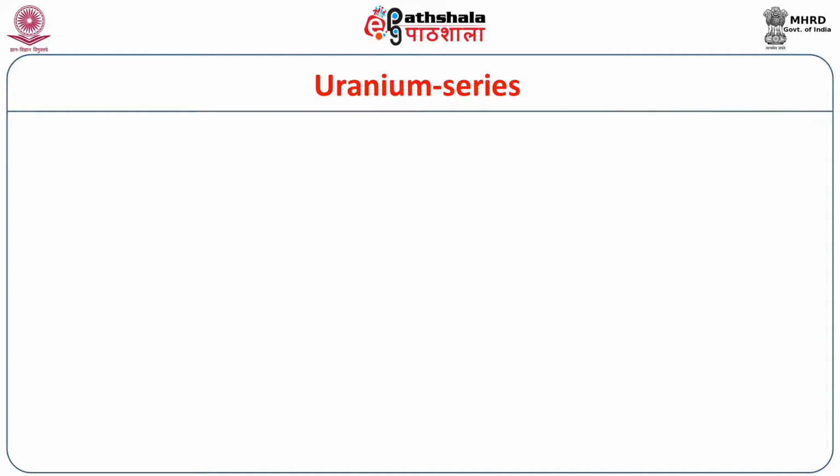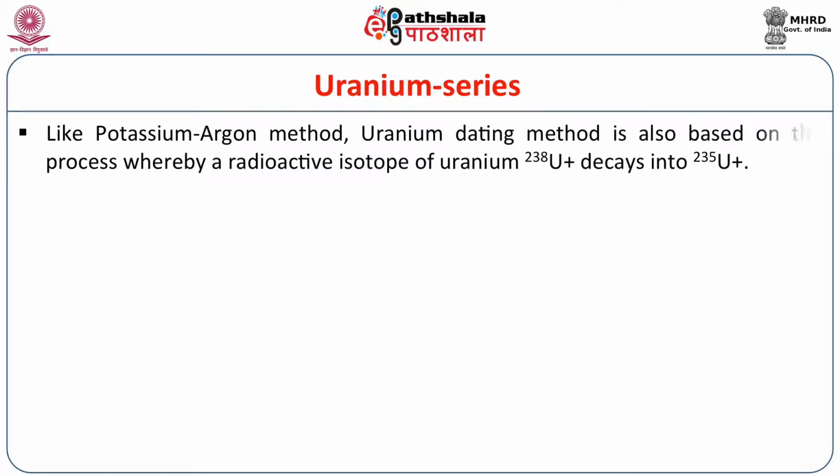When you go to the uranium series methods, like the potassium-argon method, this uranium dating method is also based on the process of radioactivity, whereby the radioactive isotope of uranium 238 decays into uranium 235.